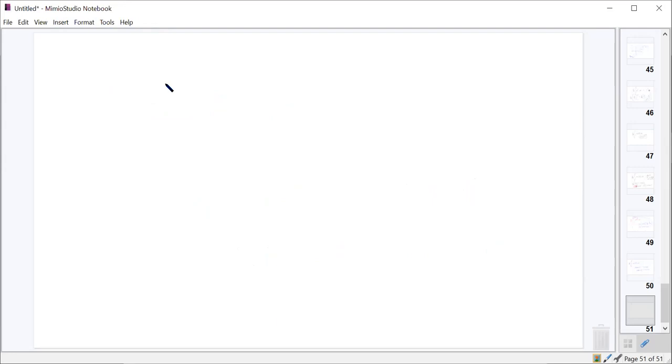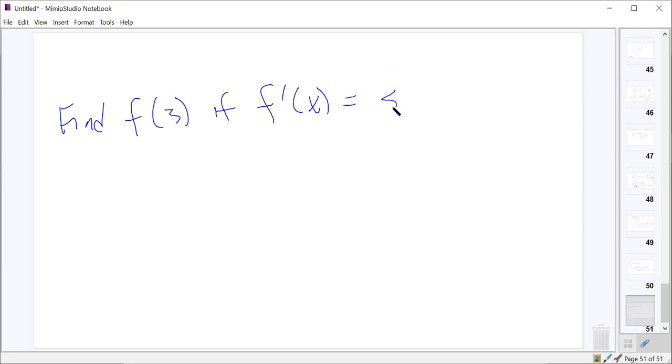Let's say they'd say find f of 3, if f prime of x was some function that we don't know how to integrate. So we'll say something like what we've just been using, sine of x squared. So we'll just keep using that. So if f prime is sine of x squared and f of 1 is equal to 7.